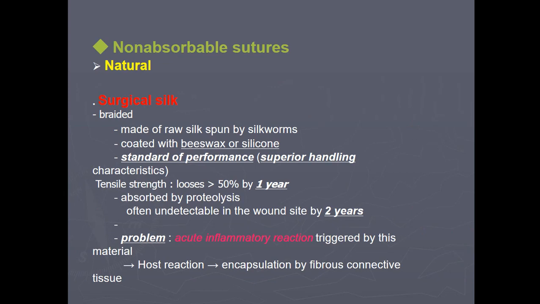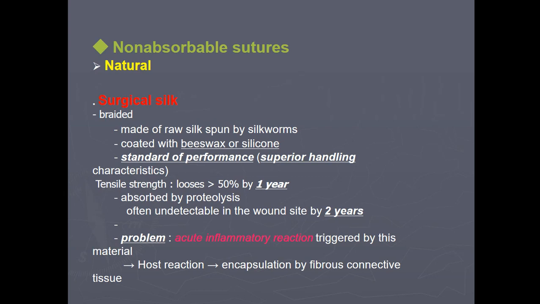Non-absorbable sutures, natural: surgical silk. It is braided, made from silk cocoons spun by silkworms, coated with beeswax or silicone. The advantage is superior handling characteristics. Tensile strength: the surgical silk is absorbed, or undetectable in the wound site, by 2 years. So though it is non-absorbable, it is undetectable in the wound by 2 years. So it is absorbable in another way.